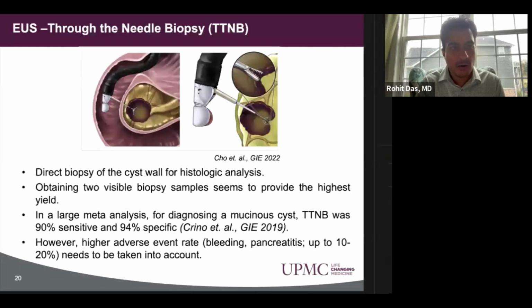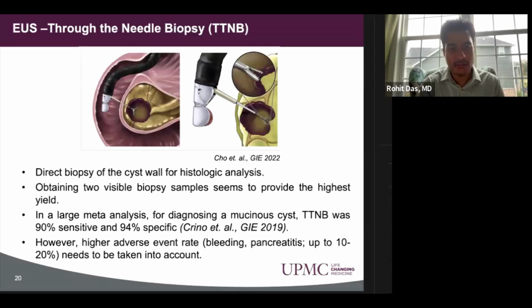There are additional modes of acquiring tissue during endoscopic ultrasound, and I just wanted to highlight this technique because it is gaining somewhat more traction over the last few years. This technique is called through-the-needle biopsy, or TTNB for short, and this represents a technique where via EUS, we're actually able to obtain direct biopsies of the cyst wall for histologic analysis. And this is done through a biopsy forceps that can actually go through the sheath of needles that we use during EUS.